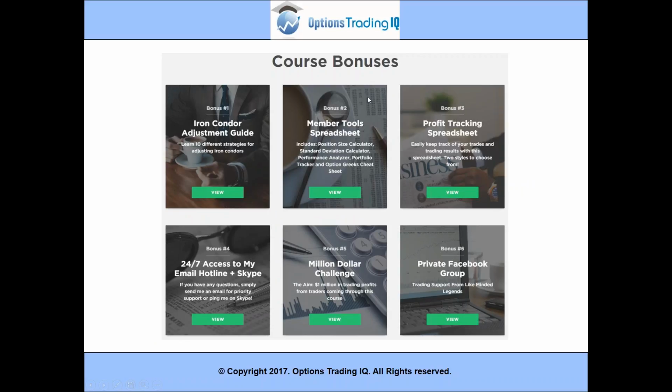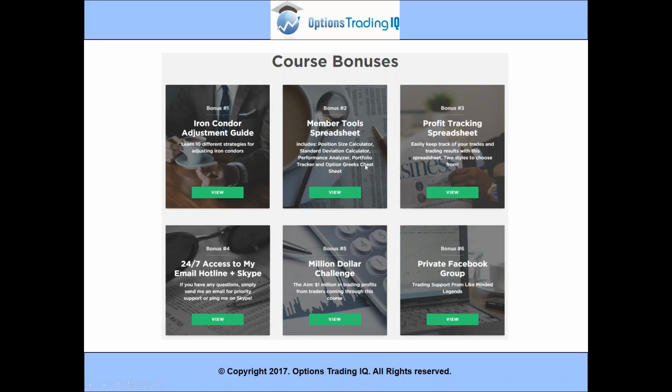So in terms of bonuses, these are standard bonuses. I'll get to the VIP bonuses after this, but you'll get the Iron Condor adjustment guide, the 10 different strategies for adjusting Iron Condors. You'll be able to download that and use that as a reference guide. And also during the Iron Condor module, I'll be going over those adjustment techniques in detail, when and how to use them. You'll get a member tools spreadsheet.